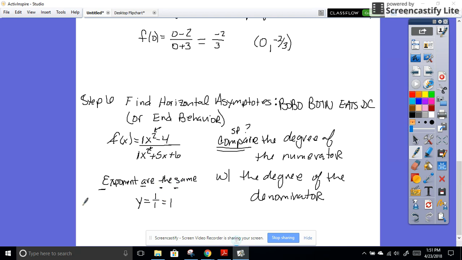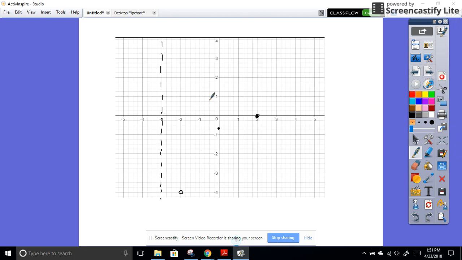Passing period. Okay, so the exponents are the same. So my horizontal asymptote is at y equals 1. All right, so I'm going to go over here at y equals 1.